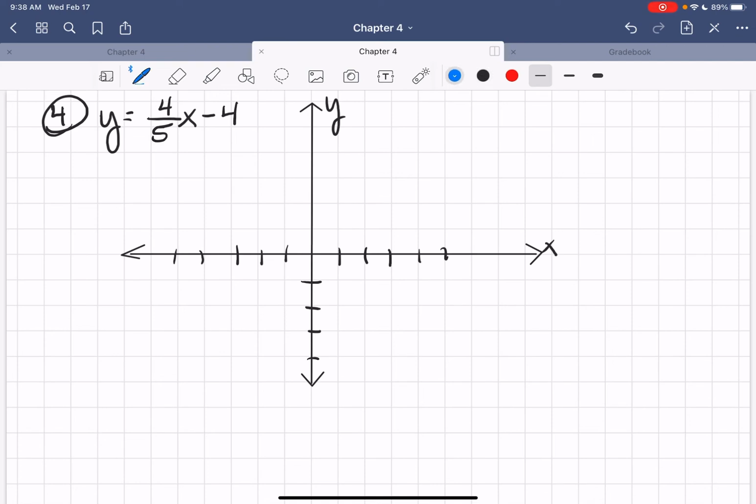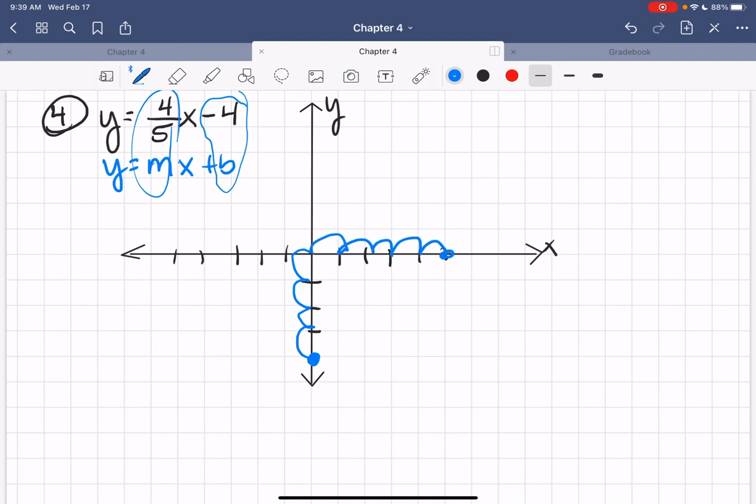So again, I have my m and my b. This b, you got to be careful. There's actually going to be that subtraction. That's going to be a negative for us in this. So I start out with y-intercept of -4, and then I rise 4, 1, 2, 3, 4, and I run 5. 1, 2, 3, 4, 5. That is going to be my second point right there.